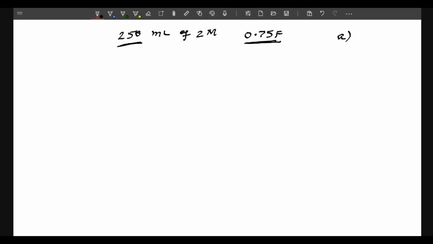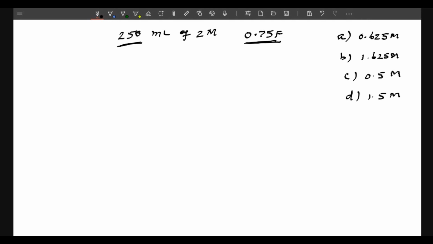Take down the question, answer options: A, 0.625 molar; B, 1.625 molar solution remaining; C, 0.5 molar solution; D, 1.5 molar solution. Which is the correct answer?